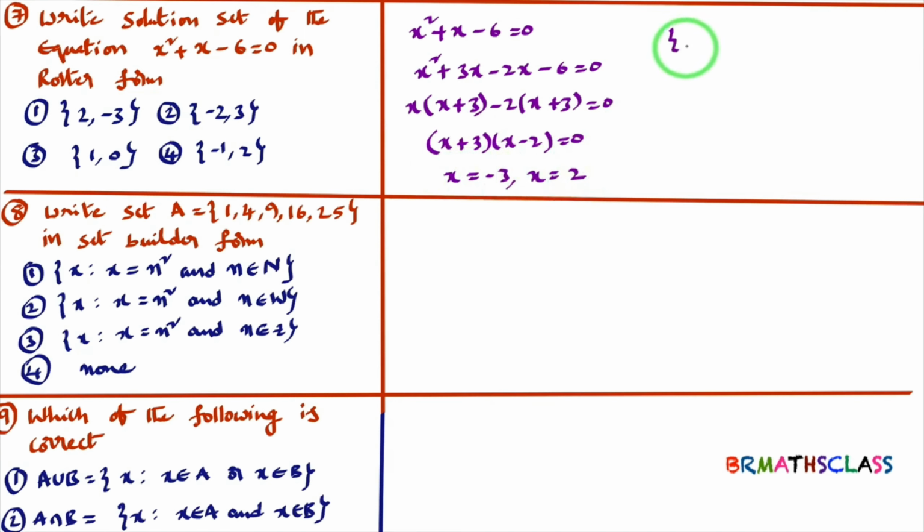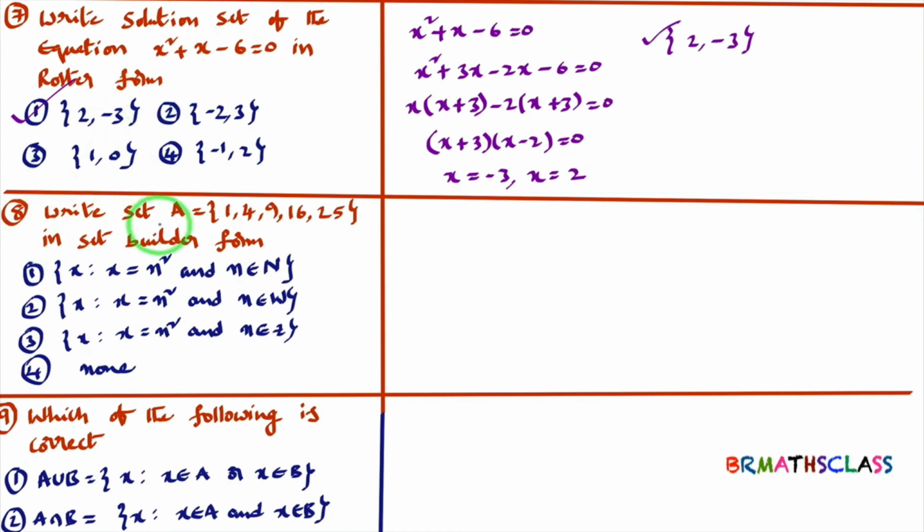So what is the set you got here? If you write in roster form, roster form means all the elements are listed and separated by commas within the brackets. One value is 2, another value is minus 3. I listed all the elements separated by commas within the brackets. So this is the right option. Where is that option? See, the first option, 2 comma minus 3. I wrote the solution set of this equation in roster form.